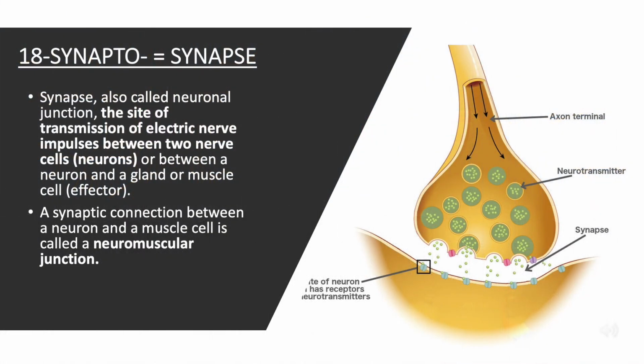18th example is synapto, which means synapse. Synapse, also called neuronal junction, is the site of transmission of electric nerve impulses between two nerve cells, or between a neuron and a gland or muscle cell, an effector. A synaptic connection between a neuron and a muscle cell is called a neuromuscular junction.